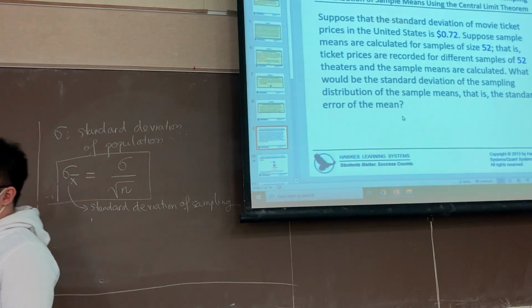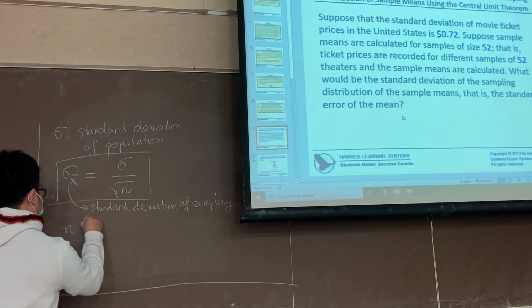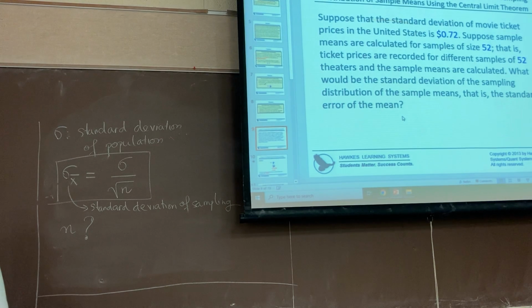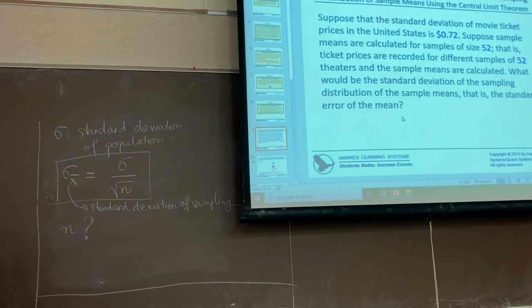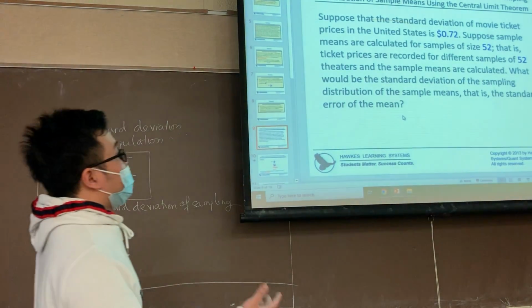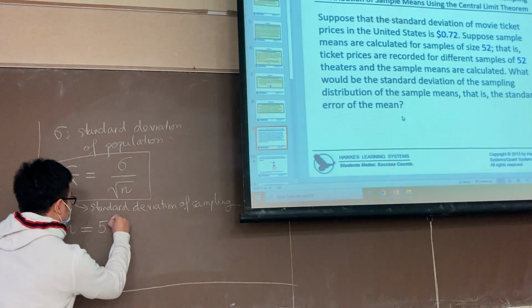Could you tell me what is n in this case? N here is the sample size. What is n in this case? Robin, please. Is it 52? Yeah, exactly. Thank you. The sample size in this case is 52. So n is 52, right?